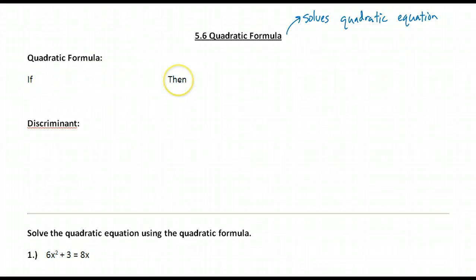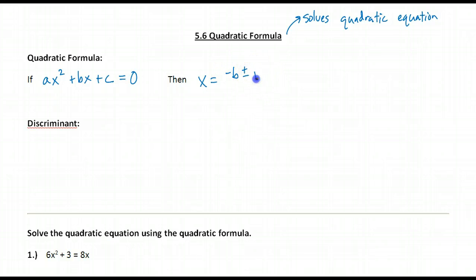It's an if-then statement. The first part is if we have a number times x squared plus a number times x plus a constant all set equal to 0, then I can solve for x by plugging a, b, and c into the following formula. X equals negative b plus or minus the square root of b squared minus 4 times a times c all over 2 times a.